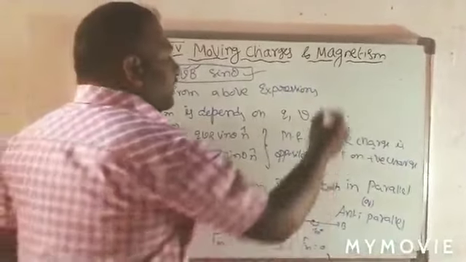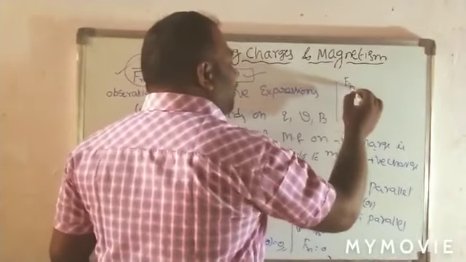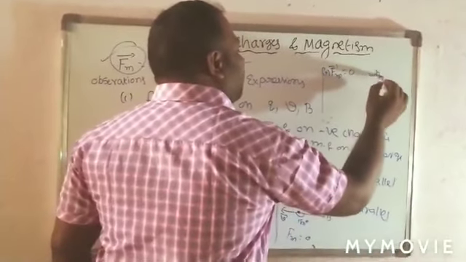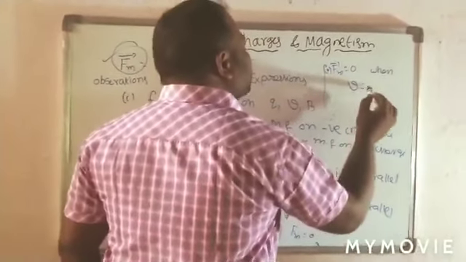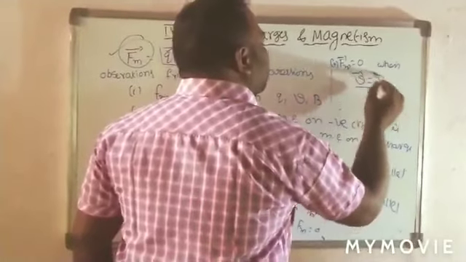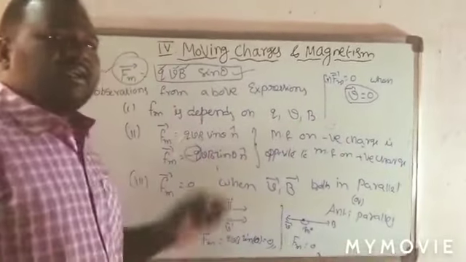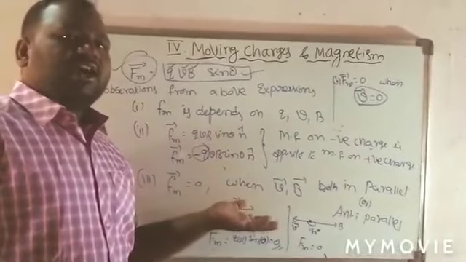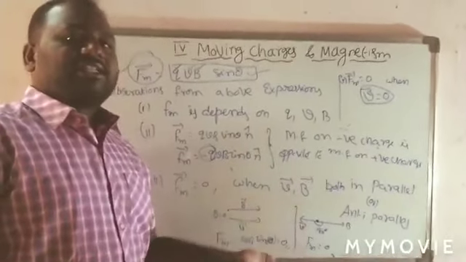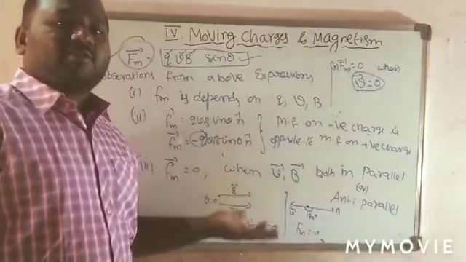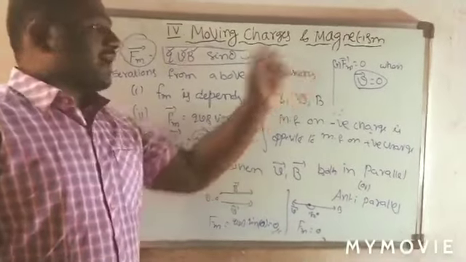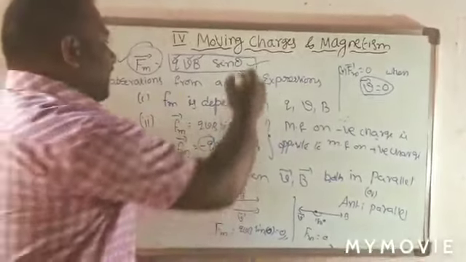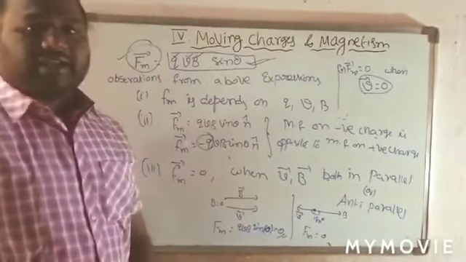Okay, and after that the fourth observation is, the magnetic force is 0 when the velocity vector is equal to 0. Means if the charge is not moving, when the charge is not moving, there is no magnetic force. So these are the points we observe from the expression of magnetic force.